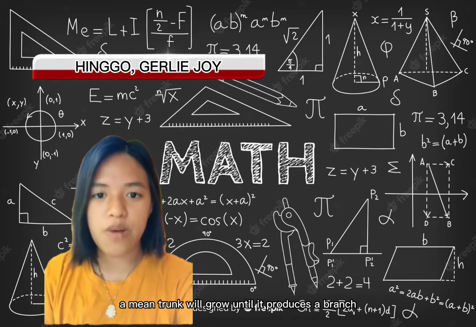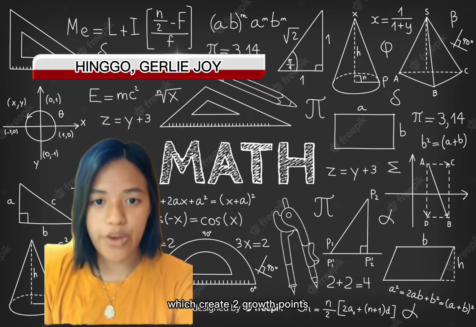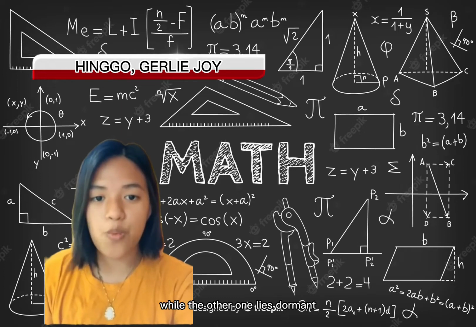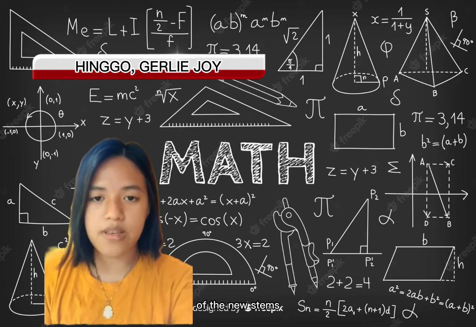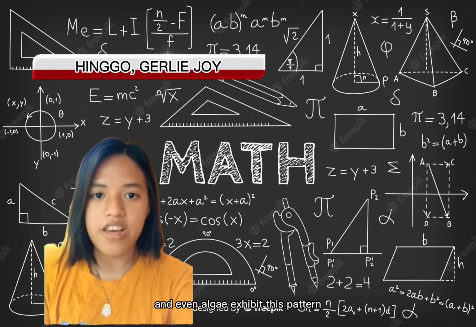A main trunk will grow until it produces a branch, which creates 2 growth points. Then one of the new stems branches into 2, while the other one lies dormant. This pattern of branching is repeated for each of the new stems. A good example is the Sneeberg root system, and even algae exhibit this pattern.